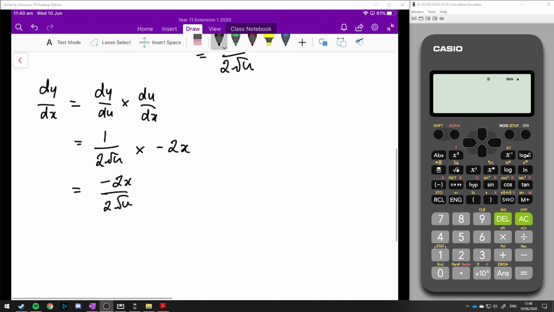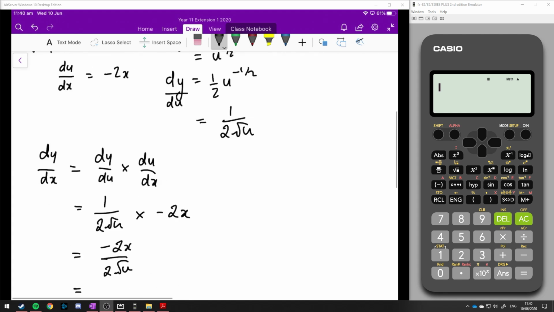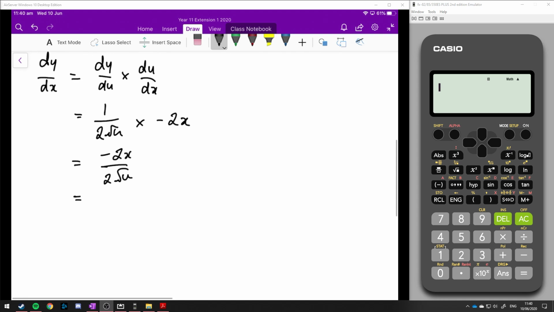Okay, and now we can simplify and resubstitute our u back in. So our u is 9 minus x squared. Minus 2 divided by 2 is just equal to minus 1. So I get negative x on the top, and on the bottom we get the square root of 9 minus x squared, just as we expected from the other ones. So that is how we differentiate that one.